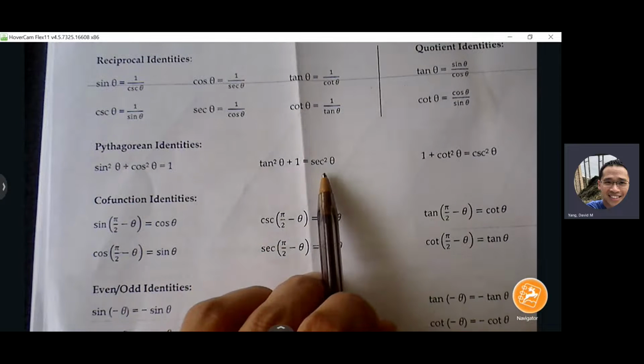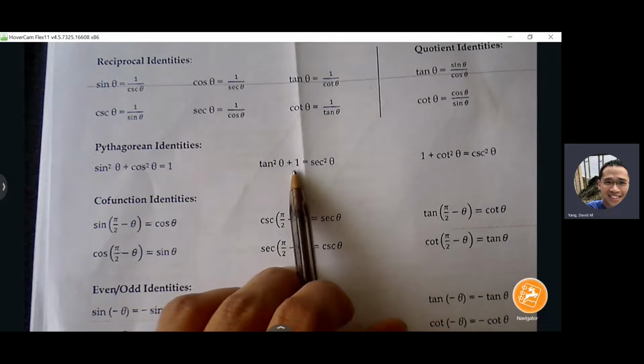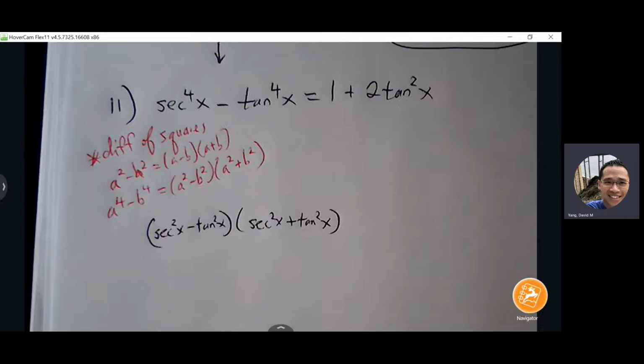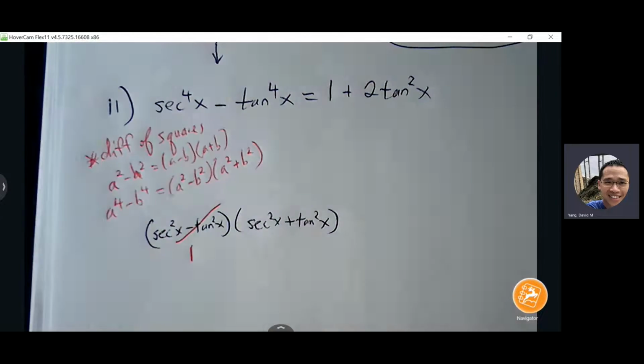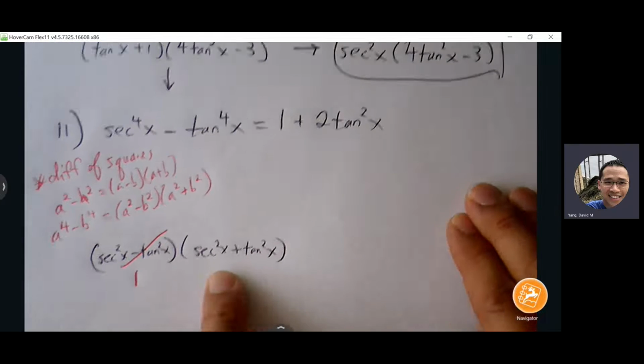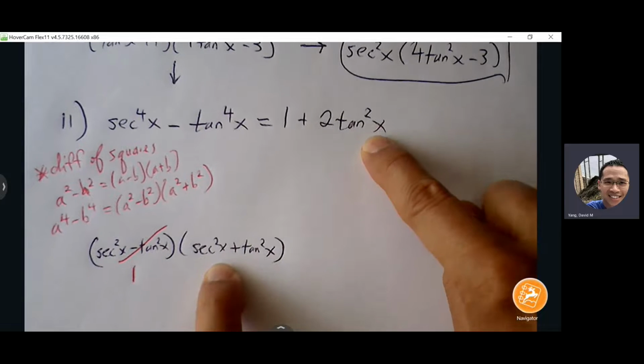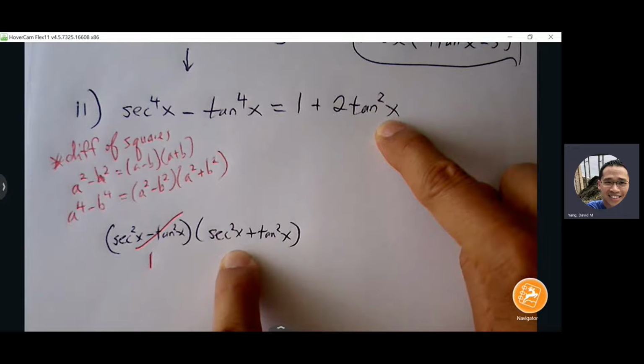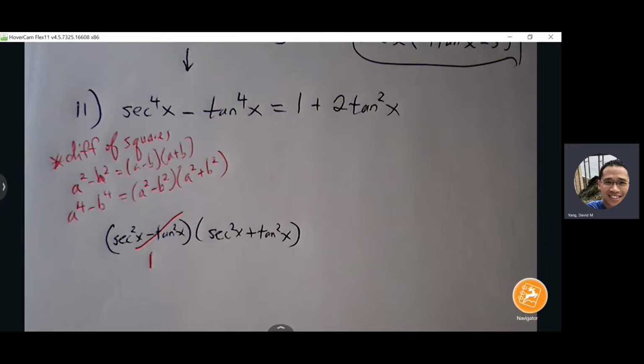So look at my identity here, secant squared minus tangent squared equals 1. So that's nice. I can just take this, make that a 1. That's just going to basically disappear for us. I'm left with secant squared plus tangent squared. I want my answer in terms of 1 plus 2 tangent squared. So what can we look to change?